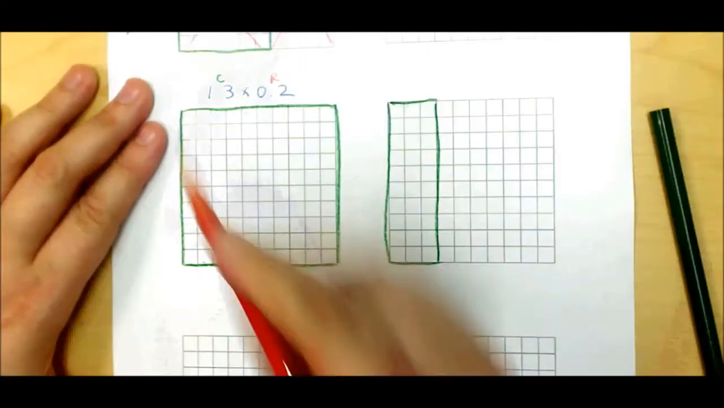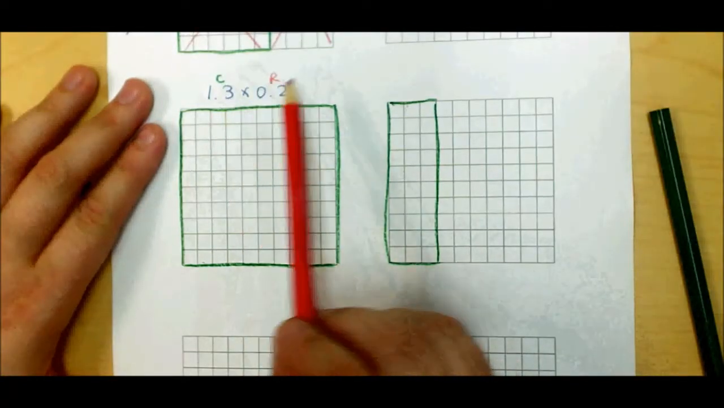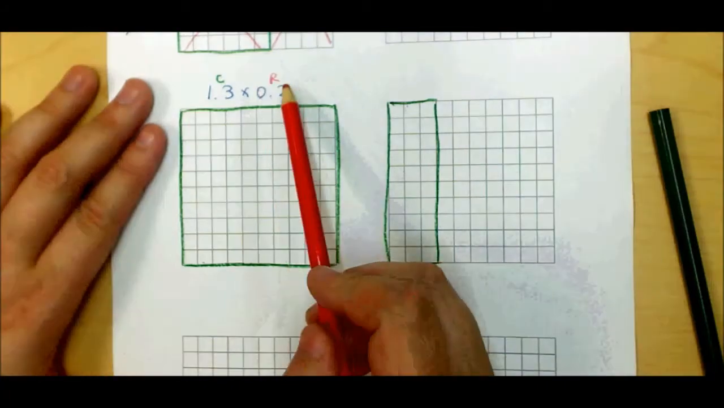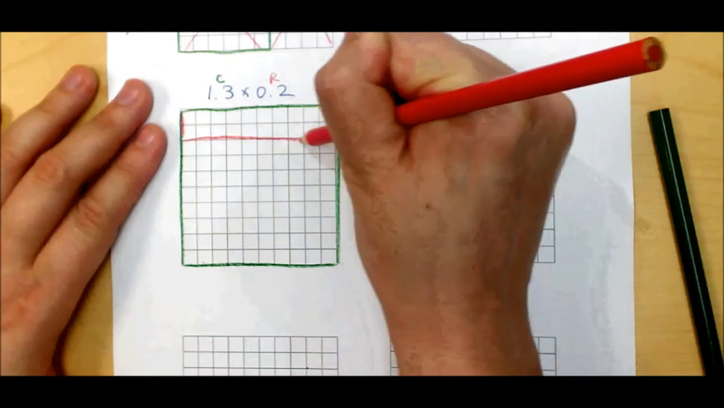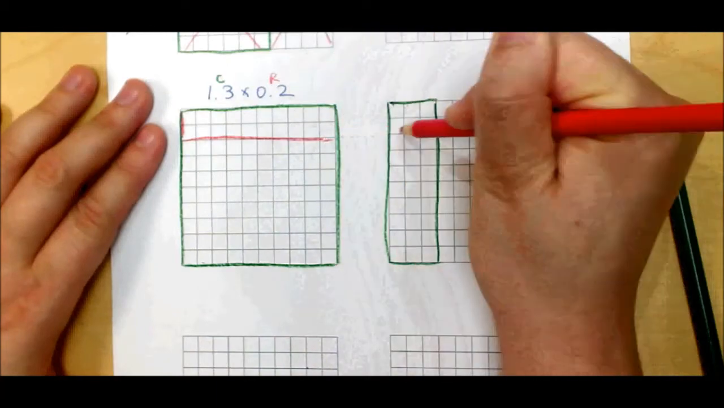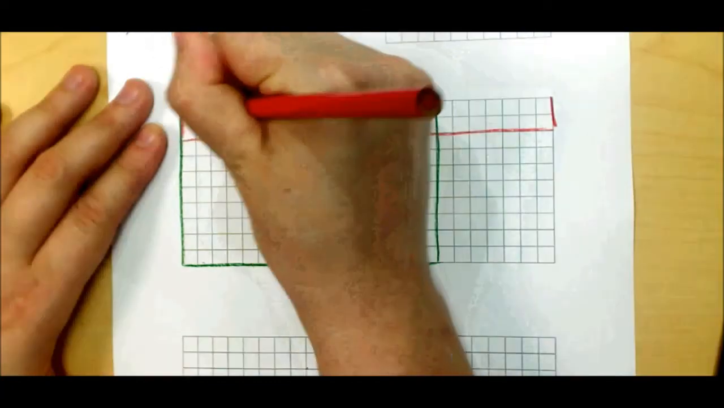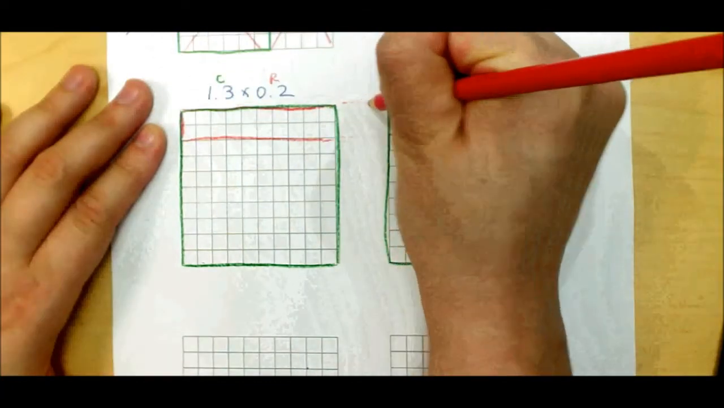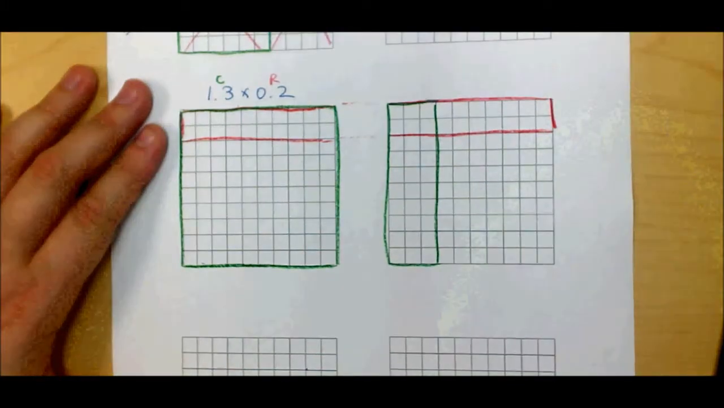So the other factor needs to be drawn in rows, so I can see how they overlap. So I draw 2 rows, and I'm just going to make a little bridge between the two just to show that they are part of the same problem.